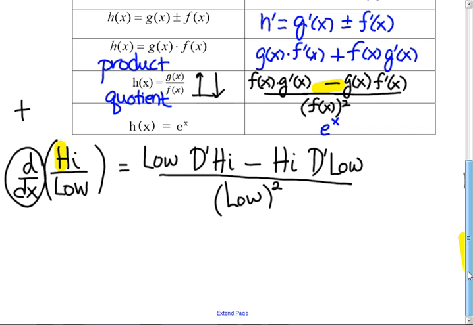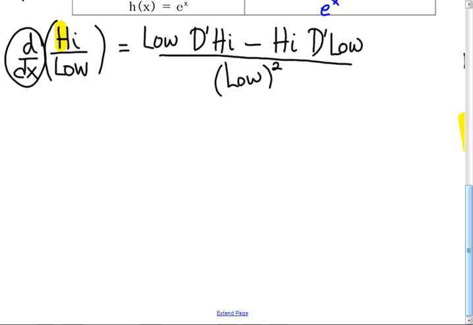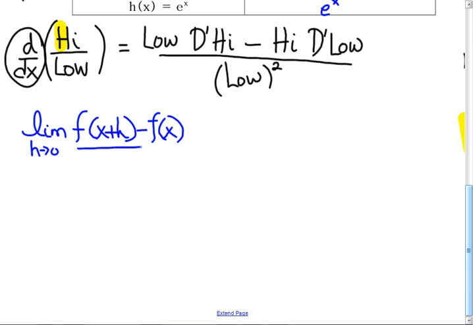Now, the question was, why is the derivative of e to the x e to the x? Well, let's go through and use our definition of a derivative. It's the limit as h goes to 0 of f of x plus h, because I want it to be at any value x, minus f of x all over h. That's just the slope of the tangent line. You should always be thinking slope.